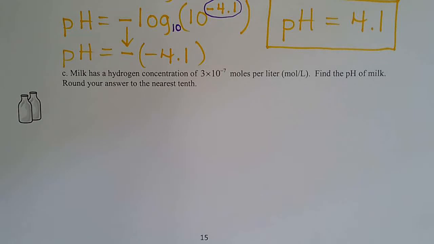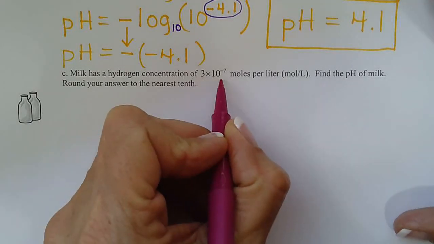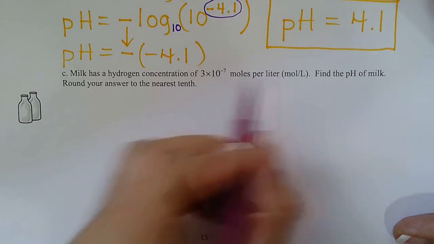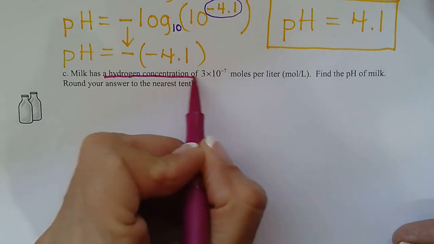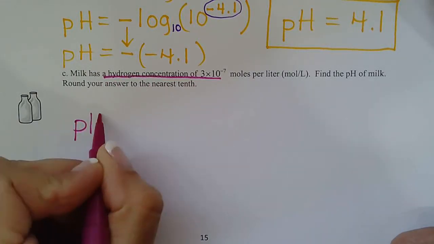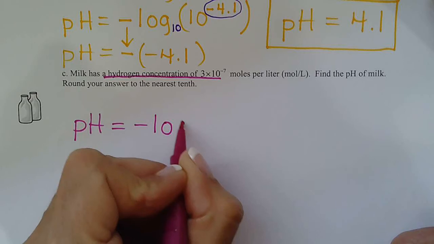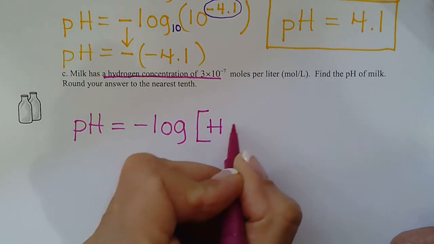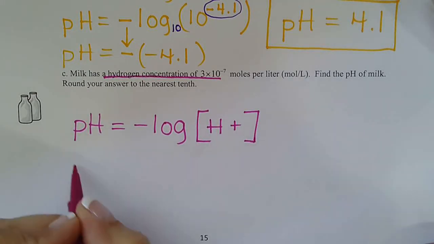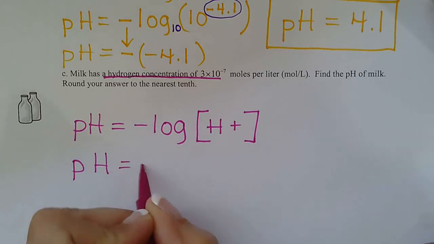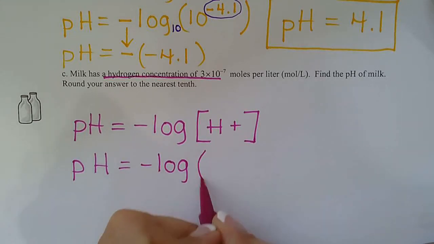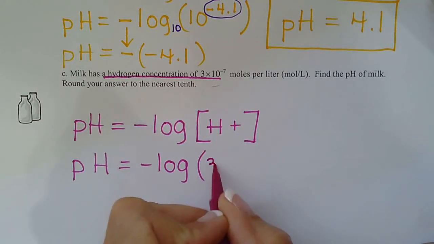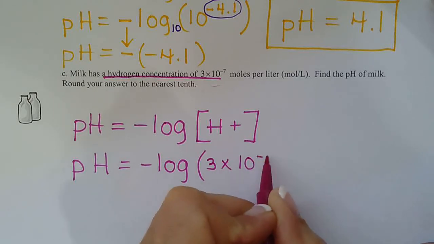Okay, let's do our last problem of Math 121. So we'll do milk is 3 times 10 to the negative 7 moles per liter. So that's its hydrogen ion concentration. So pH equals negative log of the hydrogen ion concentration. So pH of milk is going to be negative log, in place of the hydrogen ion, right? 3 times 10 to the negative 7.